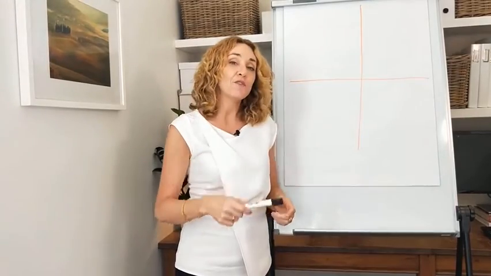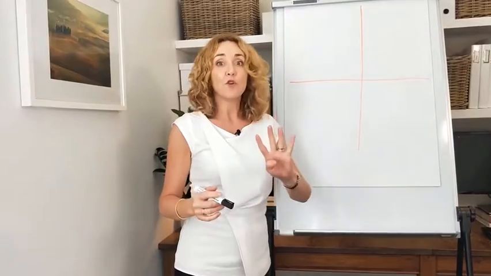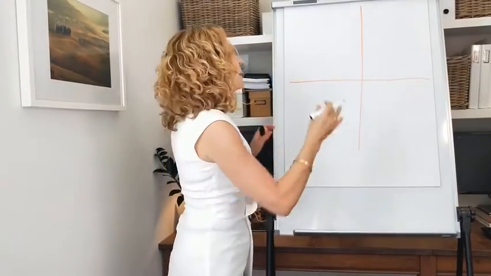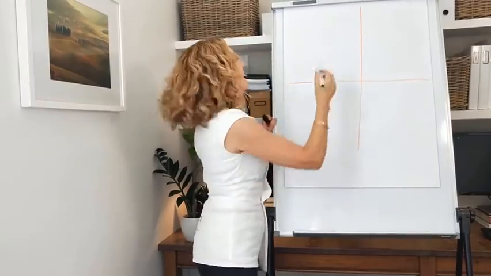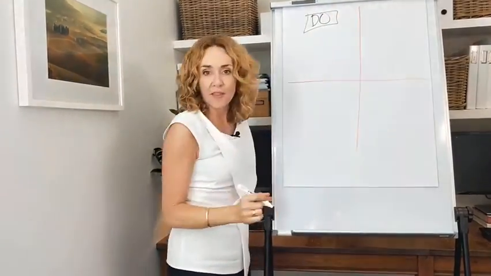And some of you might have even read his book, The 7 Habits of Highly Effective People. So let's see what the 4 Ds stand for. We need to understand these so that we can start to implement them. So in the quadrant, we've got the first D. And the first D is when we do something.